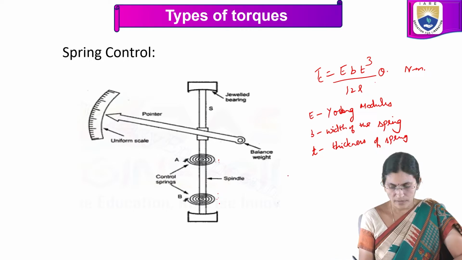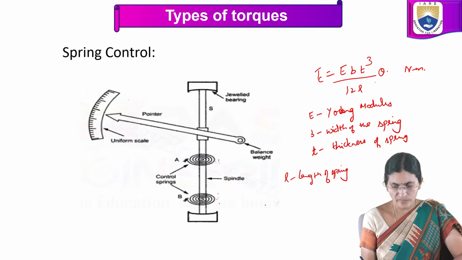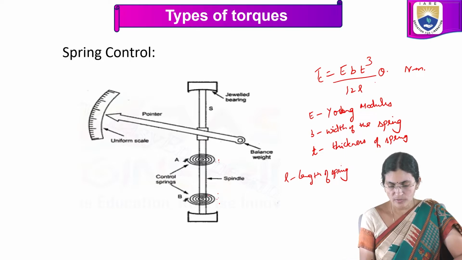Next, after that we have L. L is the length of the spring. So based upon the spring we have taken, E, B, T, and then L are constant.